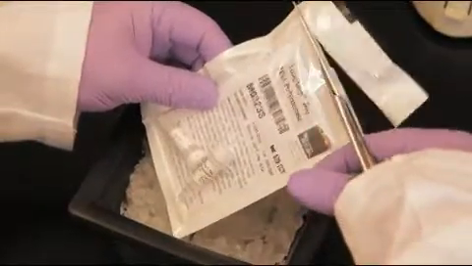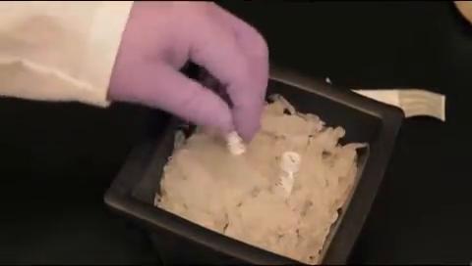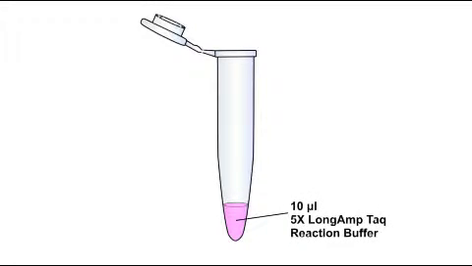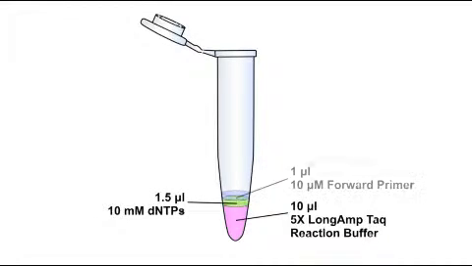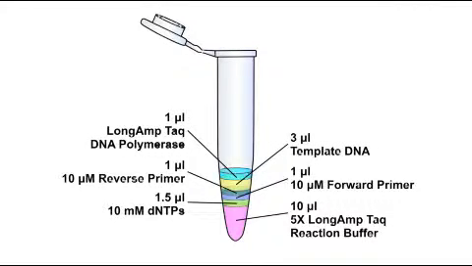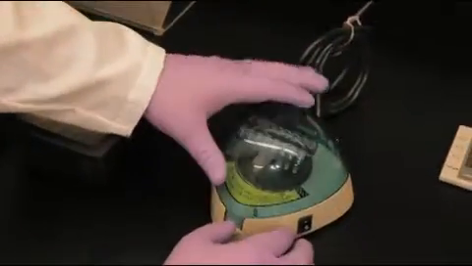This procedure is demonstrated using NEB's LongAmp Taq for endpoint PCR. However, other PCR reagents and procedures can be substituted. To a 0.2 milliliter PCR reaction tube on ice, add 5x LongAmp Taq reaction buffer, dNTPs, forward and reverse primers, the previously obtained template DNA, LongAmp Taq DNA polymerase, and enough nuclease-free water to achieve a final volume of 50 microliters. Gently mix the reaction. If necessary, collect all liquid to the bottom of the tube by a quick spin.